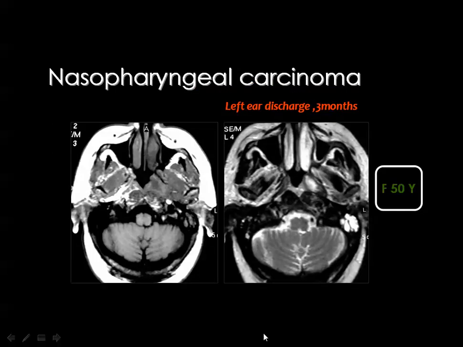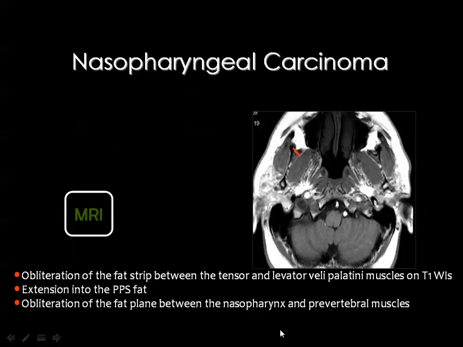By MRI, you can see a lesion infiltrating the nasopharynx, of intermediate signal in T1 and heterogeneous high signal in the T2 weighted image. And you can easily appreciate the presence of secretions in the mastoid secondary to involvement of the Eustachian tube.